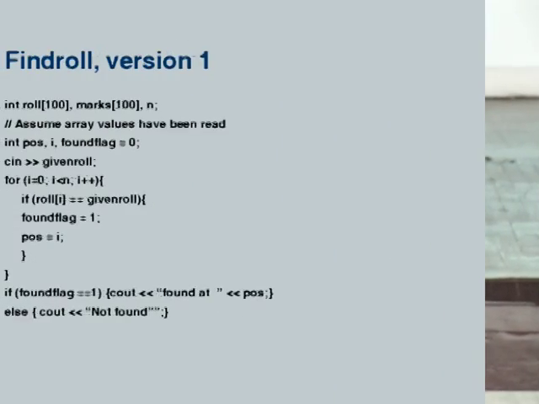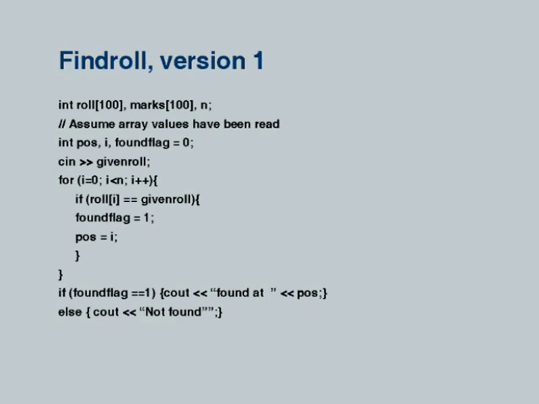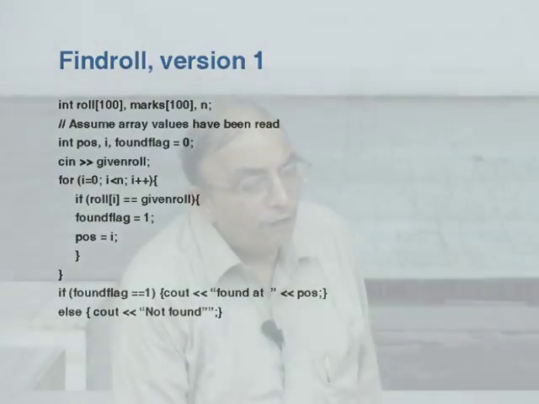In version 1, I actually create a new variable called found flag. It's like a green flag, red flag. I start with a red flag whose value is 0. Found flag equal to 0 means I have not found anybody. So this is an arbitrary assumption that I make.